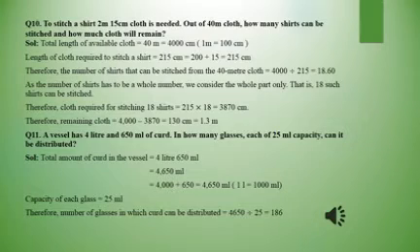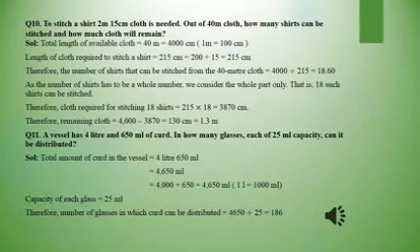Now, in order to convert this into centimeters, what do we do? 2 meter is equal to 200 centimeter, and then we add the 15 centimeter. So it is 215 centimeter. So to stitch a shirt, we require 215 centimeters. Therefore, the number of shirts that can be stitched from our 40 meter cloth or our 4,000 centimeter cloth is 4,000 divided by 215, which is equal to 18.60.